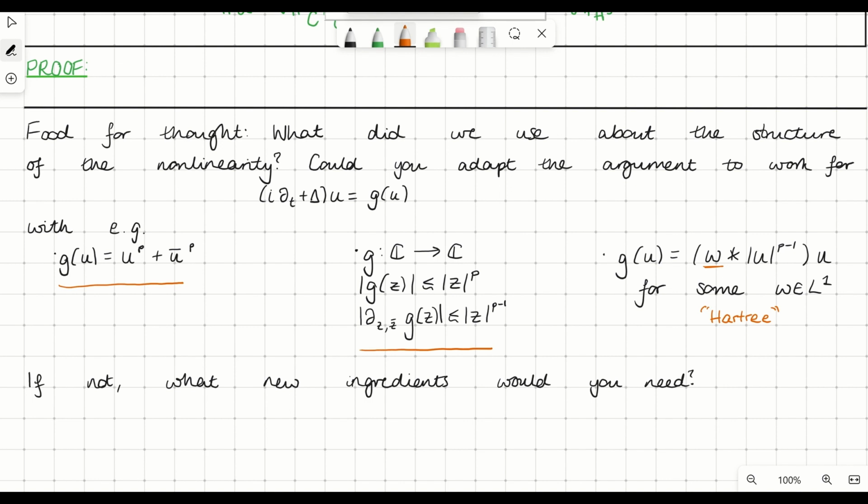So maybe you won't be able to make the argument work for all these different types of nonlinearity. But then if you can't, maybe you could ask what kind of ingredients you would need to make some progress with the problem. Or maybe you can make it work for some specific values of parameters. The question is kind of yours to interpret.